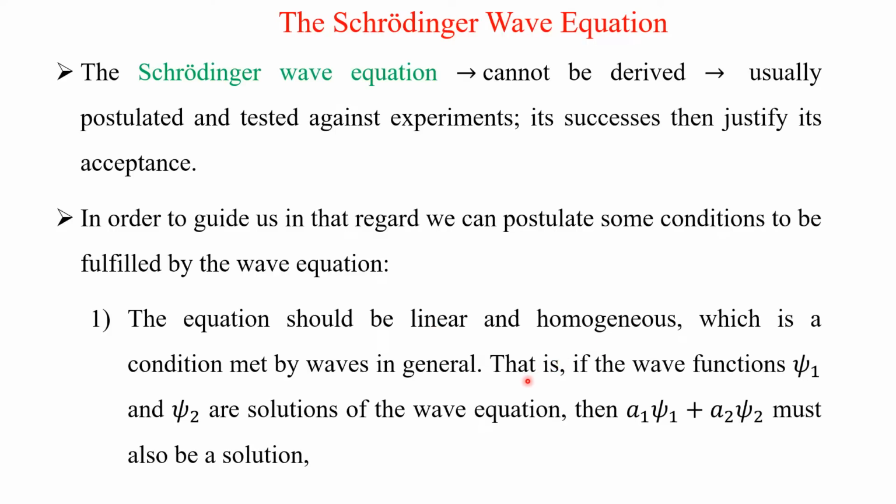Then what is linear? If wave functions psi1 and psi2 are solutions of the wave equation, then a1 psi1 plus a2 psi2 must also be a solution. Here a1 and a2 are arbitrary constants.